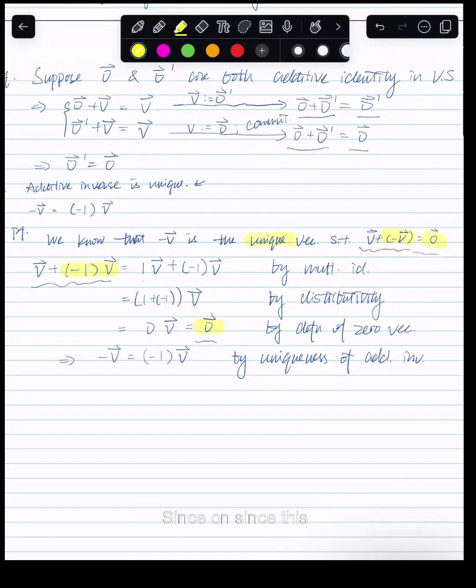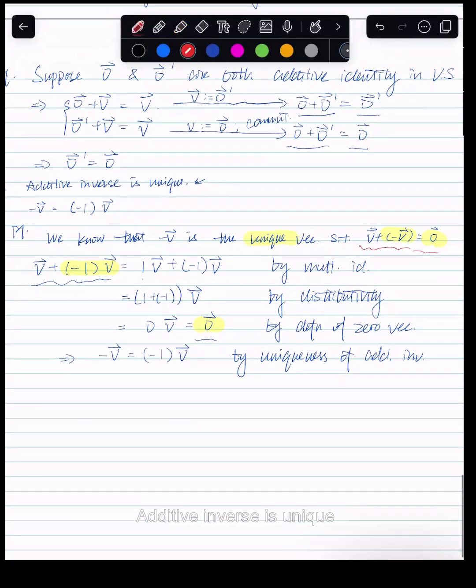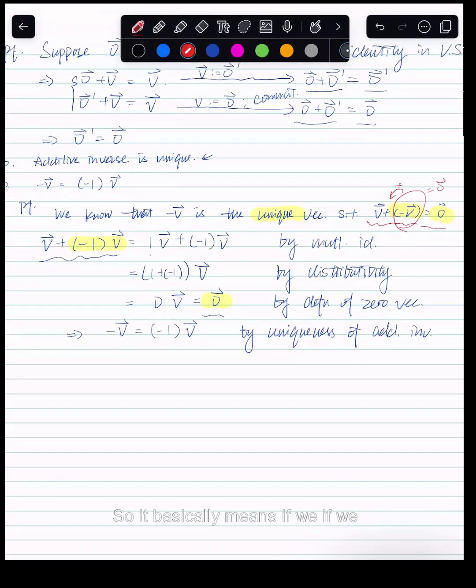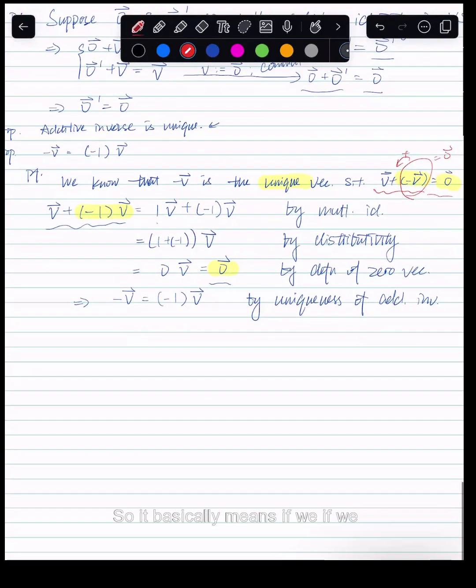Since this additive inverse is unique, additive inverse means that if you add this to v, it gives you the zero vector. So it basically means if we have a vector v, then if we add anything that gives you the zero vector, we call this anything an additive inverse.